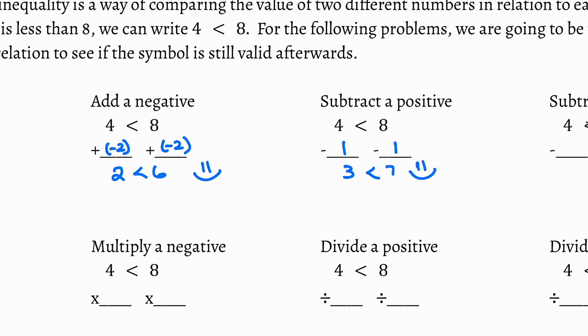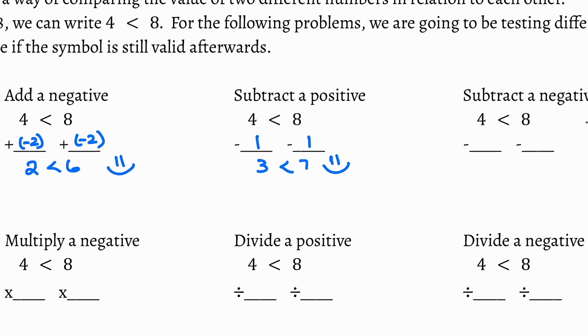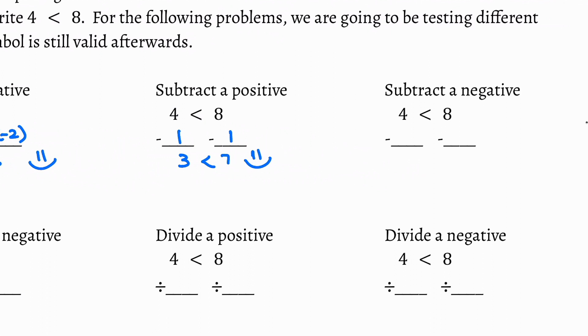So all these things that I'm doing to this inequality, the inequality symbol is staying the same. What if you subtract the negative? Like let's say I subtract a -4 on both sides. Well, remember that subtracting a -4 is the same thing as adding a +4. So this would be a 4 plus 4, which is 8, and then an 8 plus 4, which is 12, and that symbol stays the same.